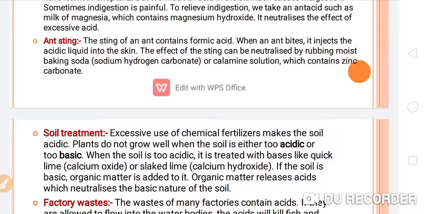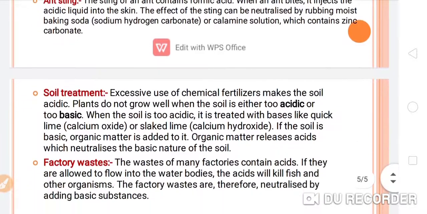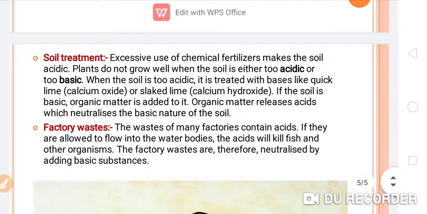So here is another example of the neutralization reaction, because methanoic acid or formic acid is an acid, and to neutralize its effect we use baking soda, which is a mild base that can neutralize the effect of the acid. So this is the reason we use baking soda to neutralize the effect of the ant sting fluid, that is an acid.